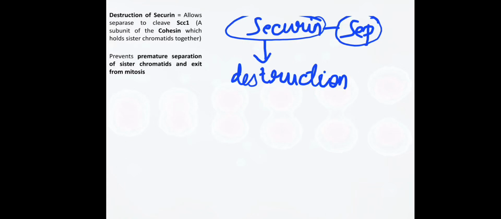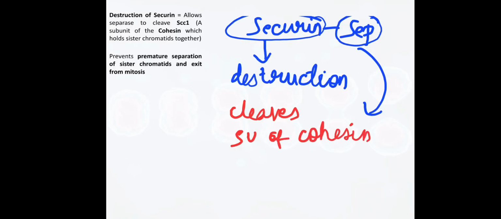So I'll draw it like this. So there is securin right here which holds separase, which is in inactive state. So APC-BARC is activated in late M phase by the association of CDC20 or CDH1. The activation of APC-BARC by CDC20 or CDH1 leads to the ubiquitination and destruction of securin. So here I'll write destruction by APC bar C. So what happens? The destruction of securin allows the separase to cleave a subunit of cohesin. So this separase cleaves subunits of cohesin complex.